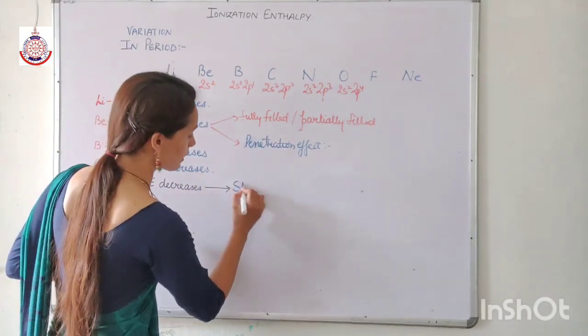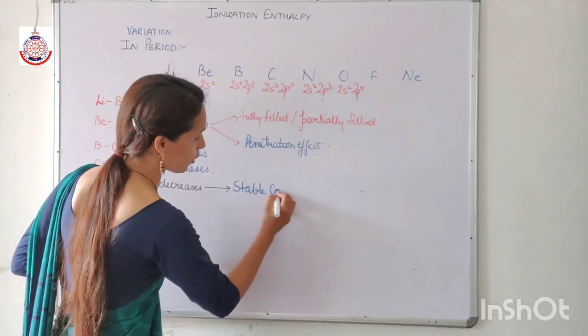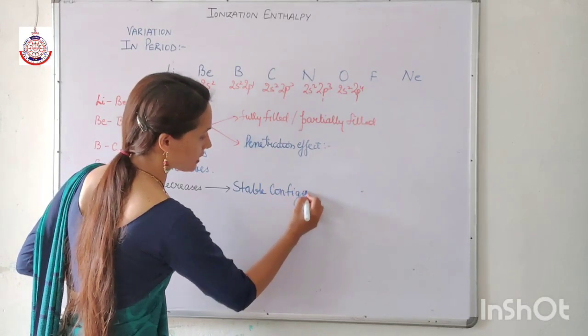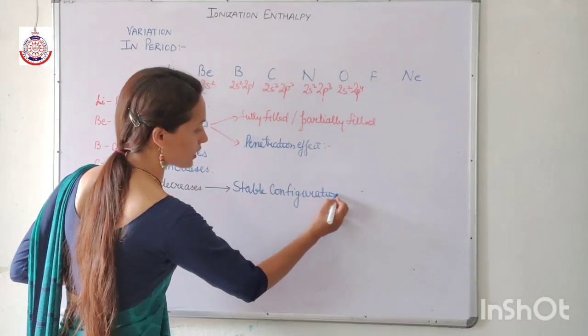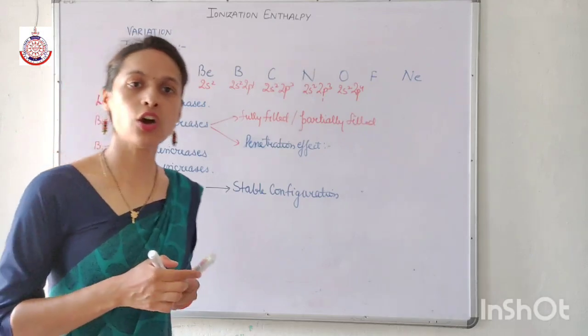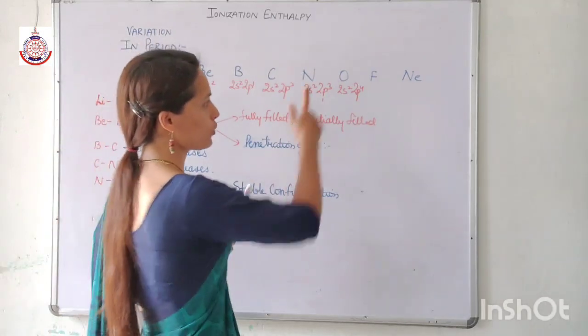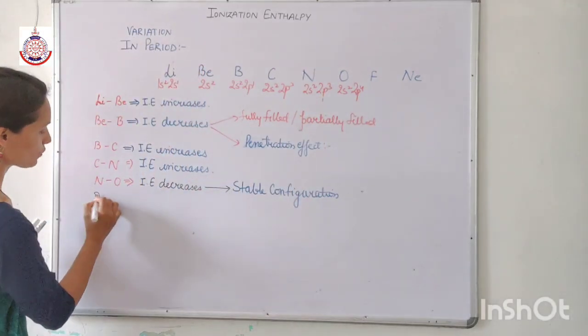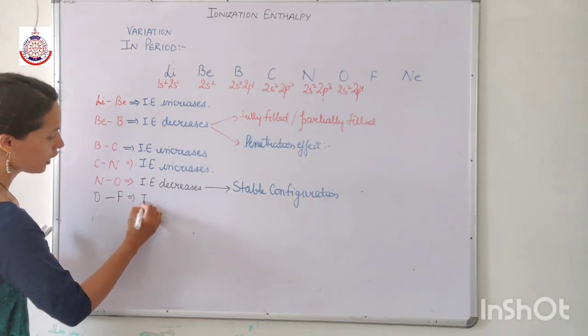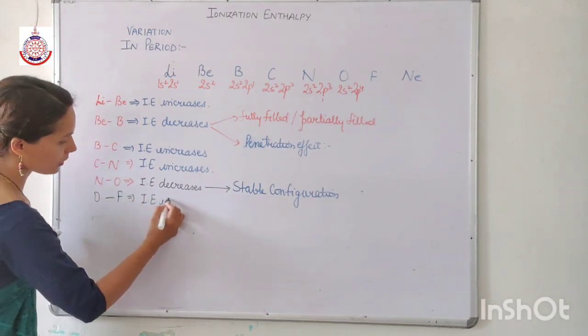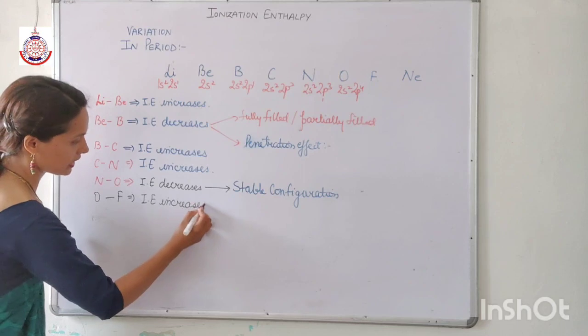So due to stable configuration, the first ionization enthalpy of nitrogen is greater than that of oxygen. And as we move from oxygen to fluorine, what happens? Ionization enthalpy again increases.